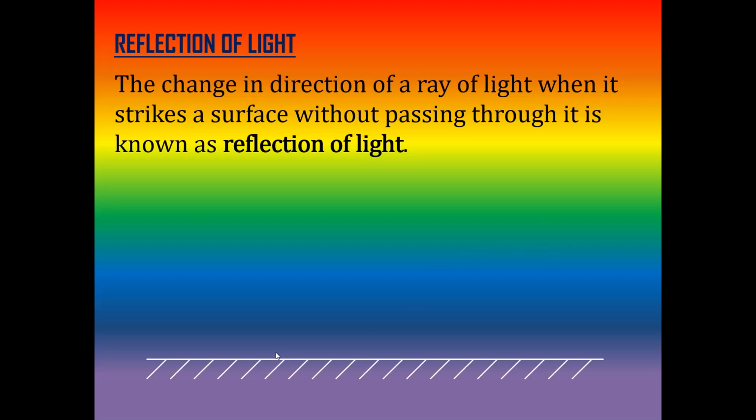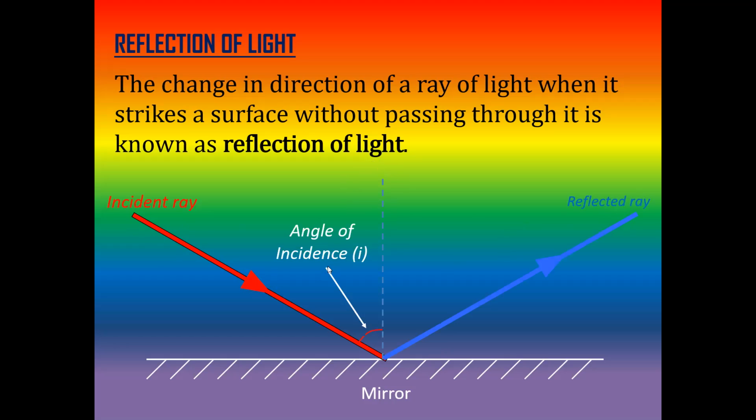Example, this is a reflecting surface, say a mirror. The light which strikes the surface is known as the incident ray. The light which bounces back is known as the reflected ray. The imaginary line which is 90 degrees, or perpendicular, to the surface, we call the normal. The angle between the incident ray and the normal is known as the angle of incidence. The angle between the reflected ray and the normal is known as the angle of reflection.